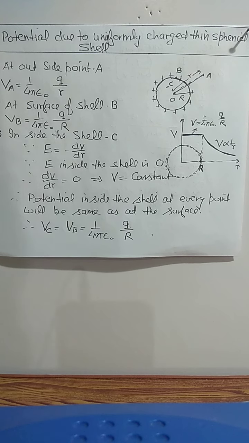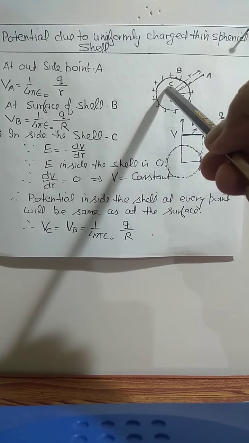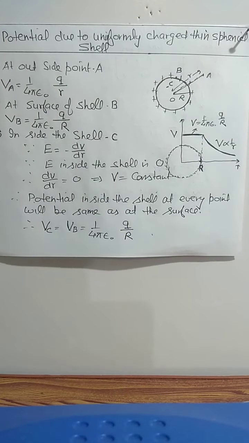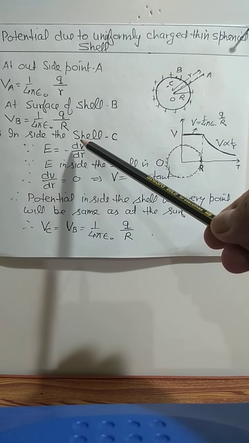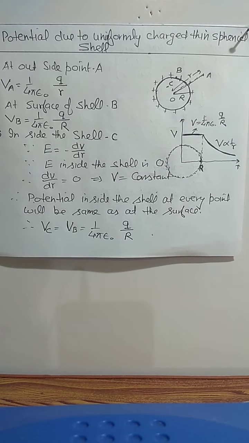Students, now the last and important point: inside the shell at point C. In my next lecture, I will tell you one relation, that E is equal to minus dV by dr. Electric field intensity is equal to minus dV by dr, which is termed as potential gradient. That I will tell you in my next lecture.